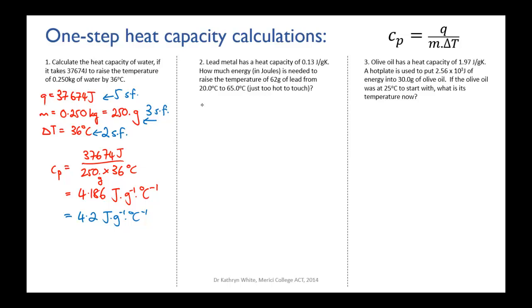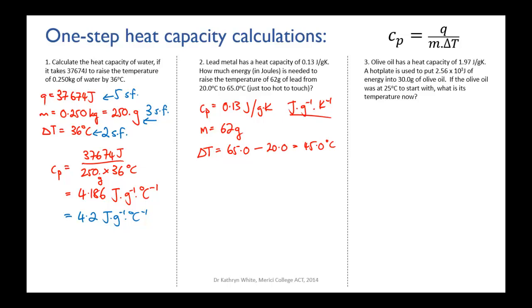So let's write down what we know. We have the heat capacity of lead. Now, that's another way of writing the units. It means exactly the same thing. Joules per gram per Kelvin. That second way of writing it there is probably more correct. We also know the mass of the lead, 62 grams. And we can work out the temperature change. We've got delta T. Our final temperature is 65.0. Our initial temperature was 20.0. So our change in temperature is 45.0 degrees Celsius. Don't lose that 0.0. That's a significant figure.